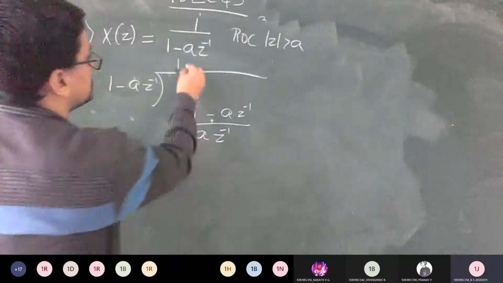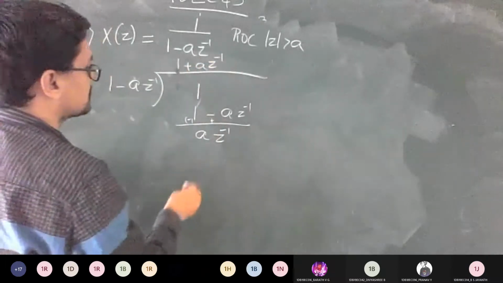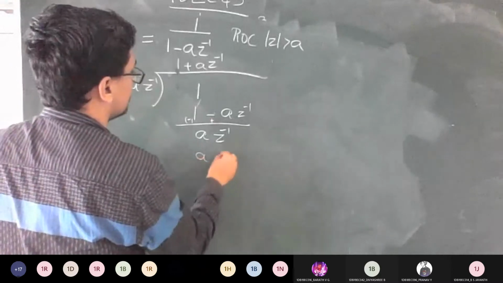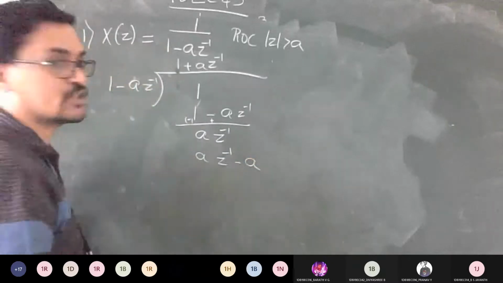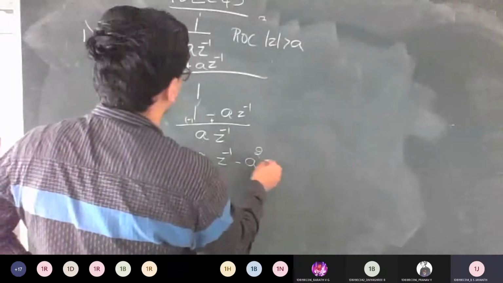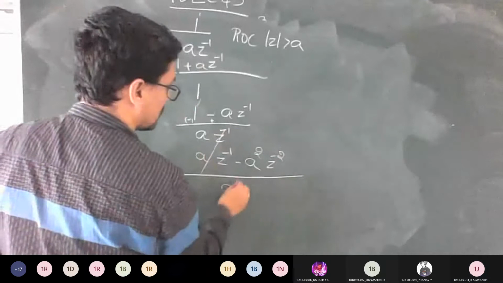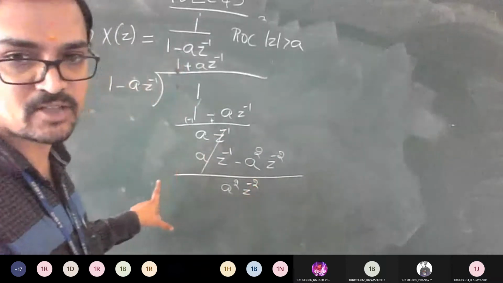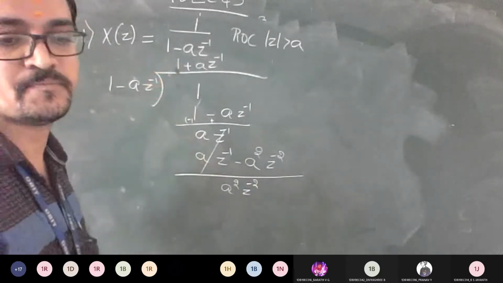Plus a into z inverse. Good. So this is going to become 1 minus a z inverse minus 1. Then again minus, it is going to become a square into z power minus 2. So again this gets cancelled, leaving a square z raised to minus 2. Same technique, we have not got any values here. It is just a generalized one. Okay, next proceed.